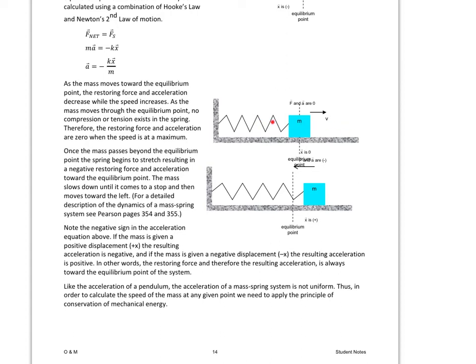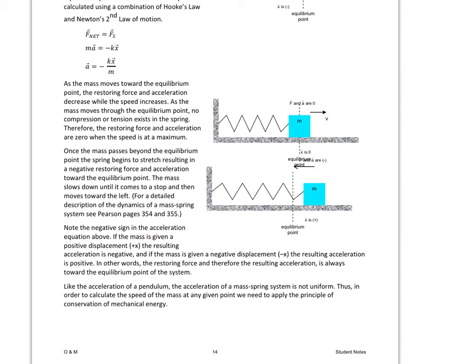As the mass moves through the equilibrium point, no compression or tension exists in the spring. Therefore, the restoring force and acceleration are 0 when the speed is at a maximum. So it's moving the fastest here. Once the mass passes beyond the equilibrium point, the spring begins to stretch, resulting in a negative restoring force and acceleration towards the equilibrium point. So the acceleration becomes negative as we pass equilibrium here, and the mass will slow down until it comes to a stop, and then, once again, moves towards the left.